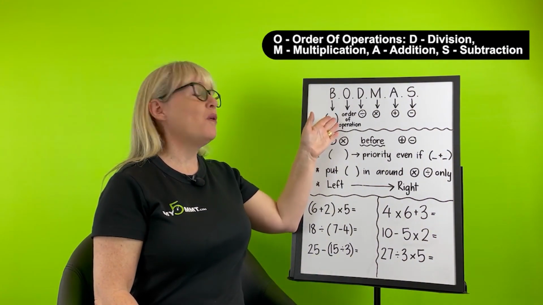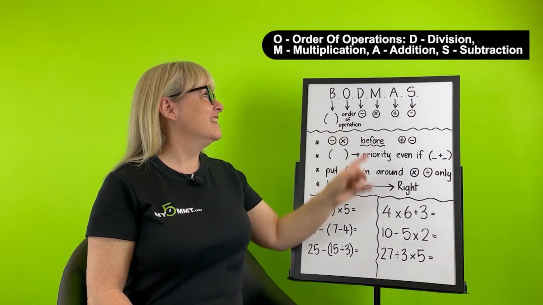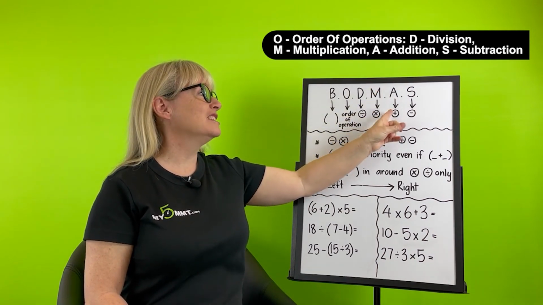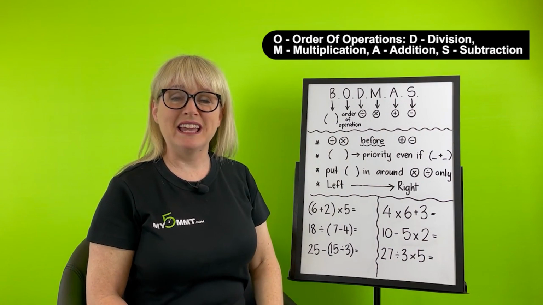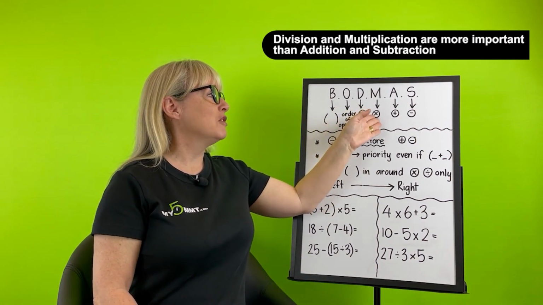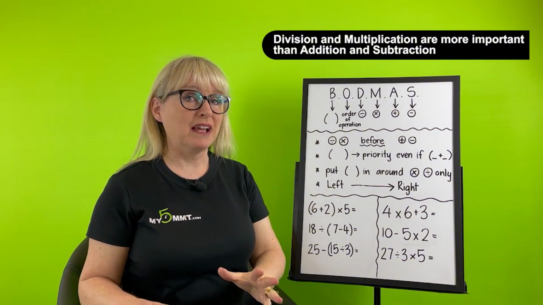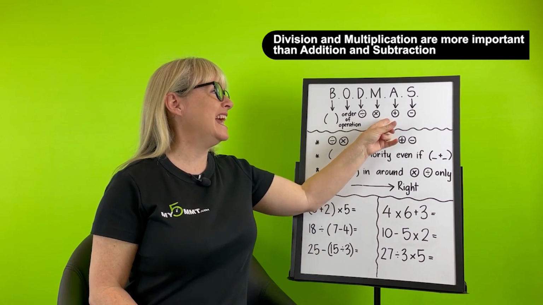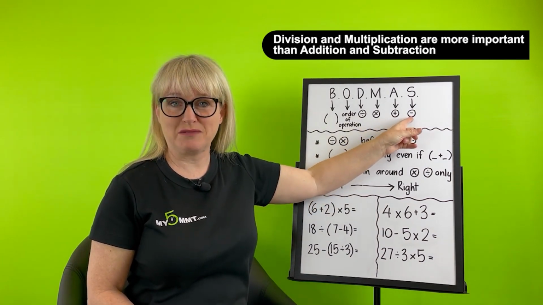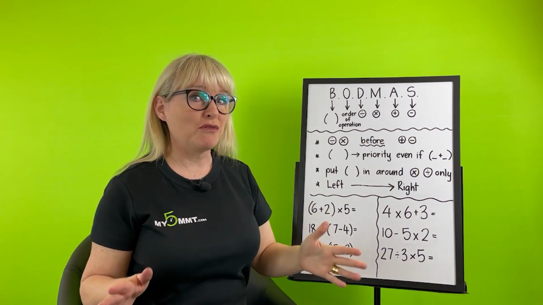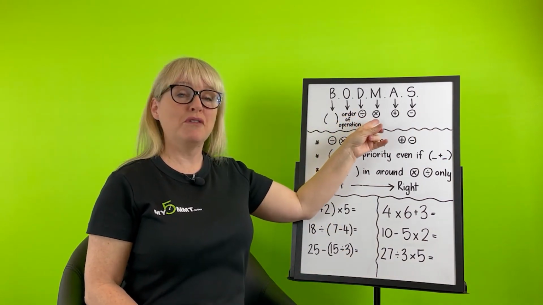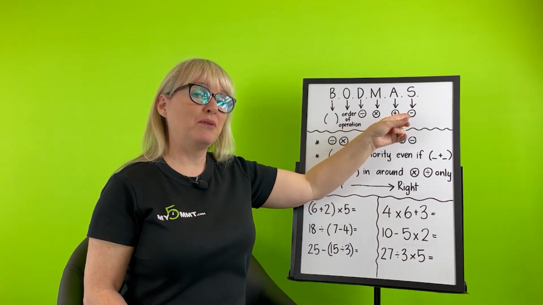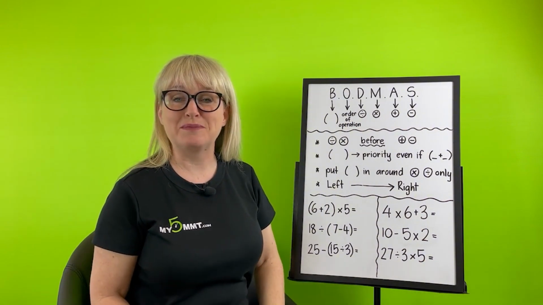Then we've got O for order of operations. The D is for division, the M is for multiplication, the A is for addition, and the S is for subtraction. This means division and multiplication are more important. They're the first things we look at after our brackets before we get to anything that's addition or subtraction related. But it's important to note right here that division is not more important than multiplication, they're equal. And addition is not more important than subtraction, they're equal as well.